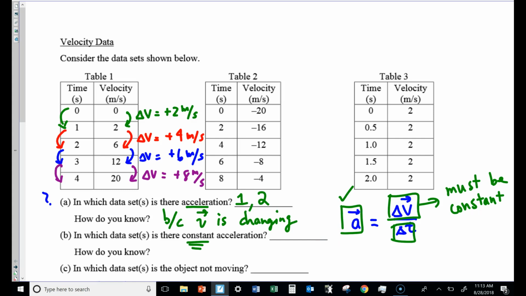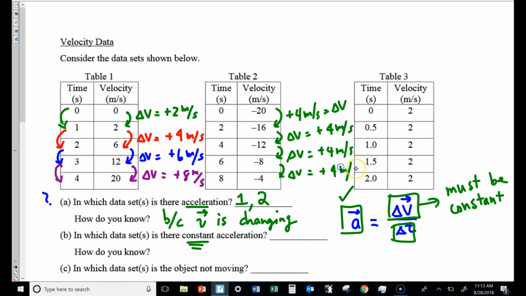How about table 2? Here, from 0 to 2 seconds, we add 4. That's our delta V. From 2 to 4 seconds, the delta V is positive 4 again. From 4 to 6 seconds, the delta V is positive 4. Again, we went up 4. And you guessed it, here we've also added 4. So yes, that is constant acceleration, because delta V is constant.